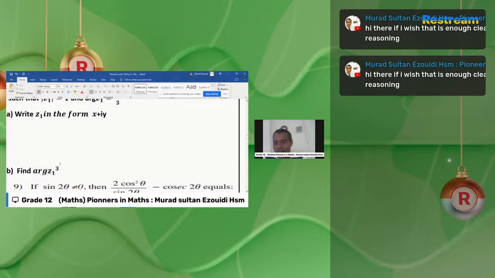If you are going to use the De Moivre formula, this depends on your knowledge of this chapter. Thank you for listening. Inshallah, see you tomorrow. Thank you.